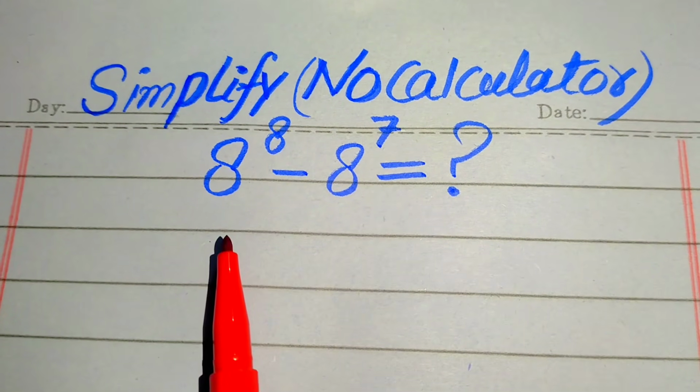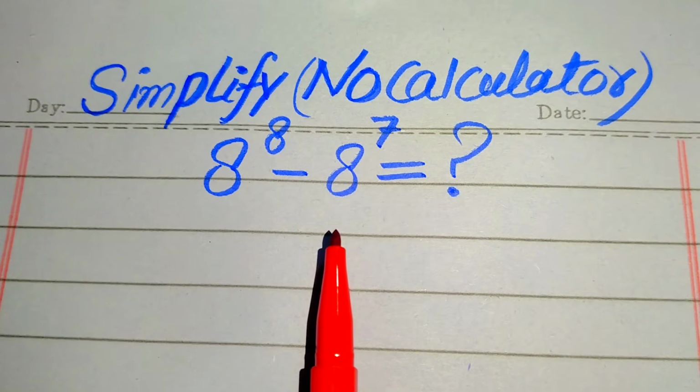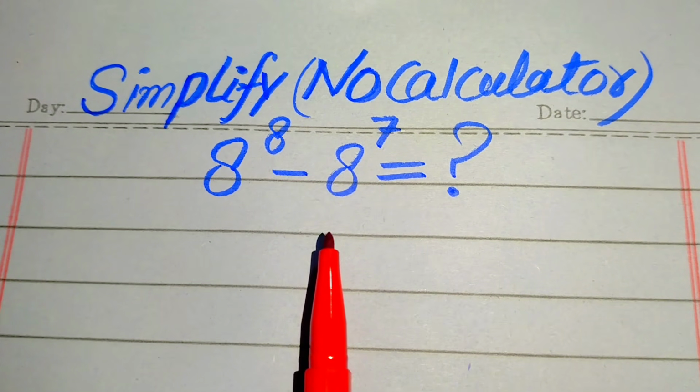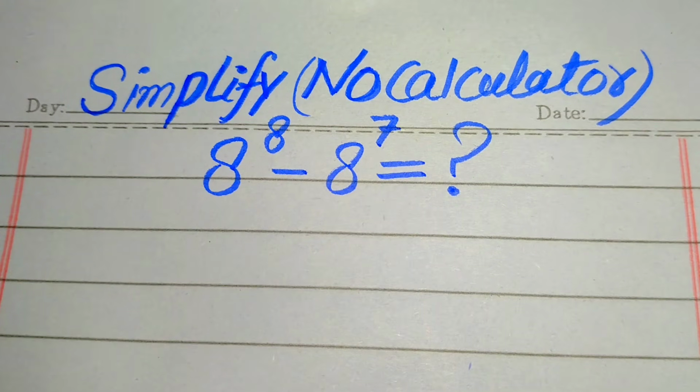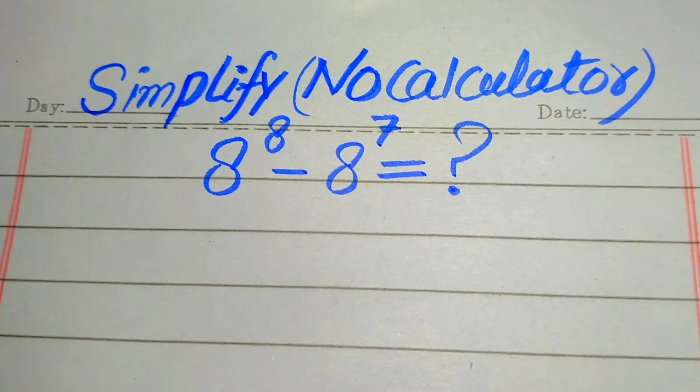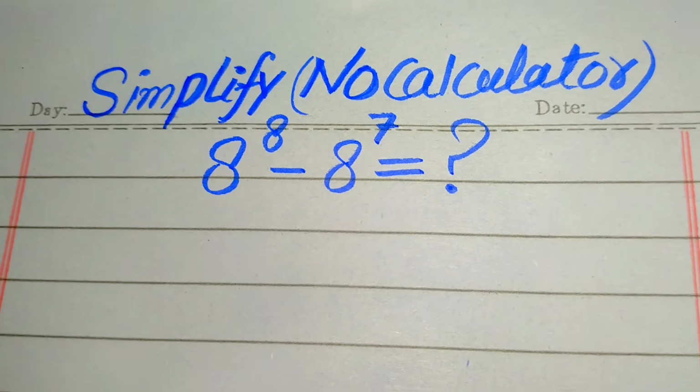So here we have 8 to the power of 8 minus 8 to the power of 7, and we write this algebraic expression into the simplified form. Remember one thing: a calculator is not allowed in this problem. This means that we need to show all of the working on this paper.